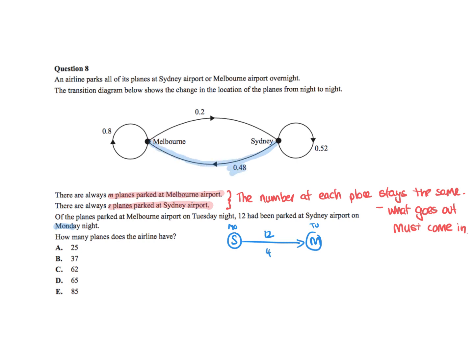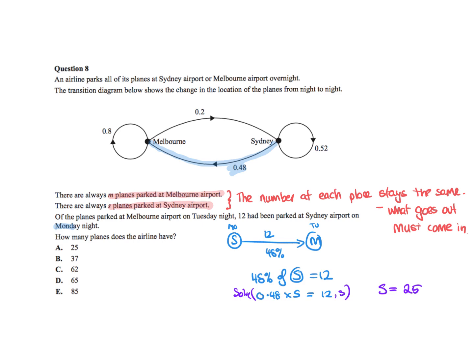So we know 48% of the Sydney planes go to Melbourne. So what you're saying is 48% of Sydney equals 12. If you change that to an equation, it'll be 0.48 times S equals 12. If you're not very good at your algebra, that's okay. Just do solve, comma S, and you'll find out that S equals 25.